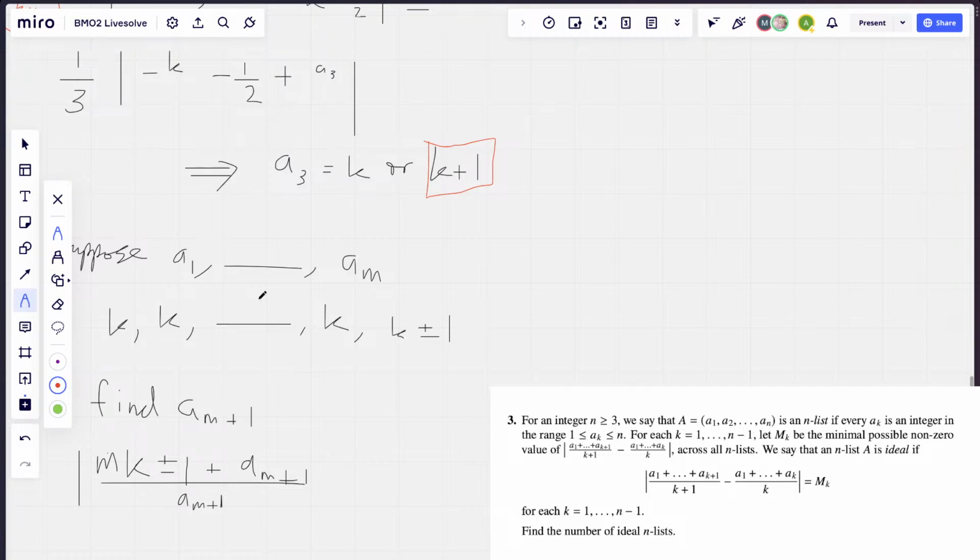Oh wait, no, I'm being stupid. Minimal possible. Okay, no, we want to minimize this, not maximize it. So that doesn't actually work. So then we actually want to make this as big as possible, subject to this being positive.